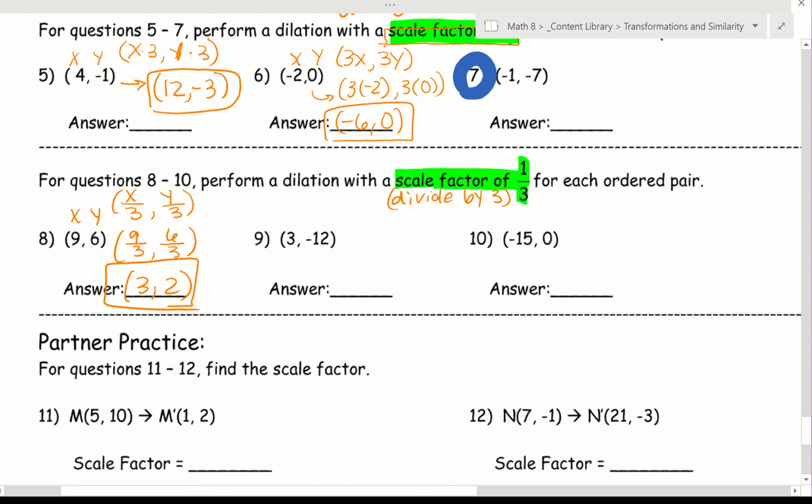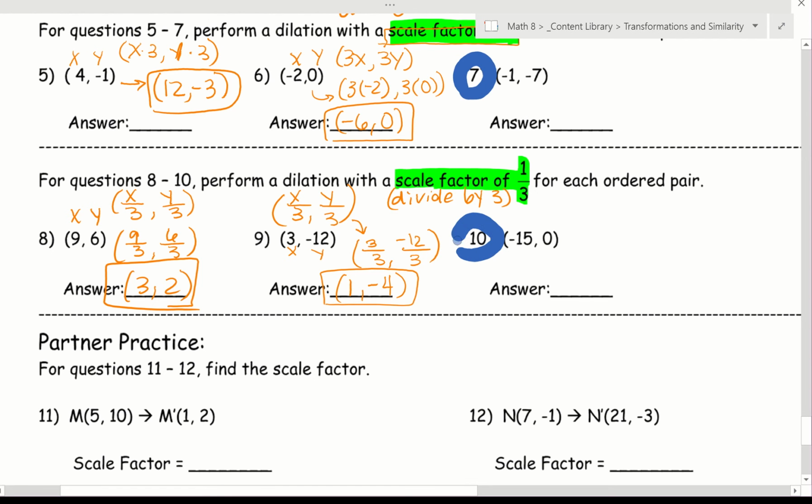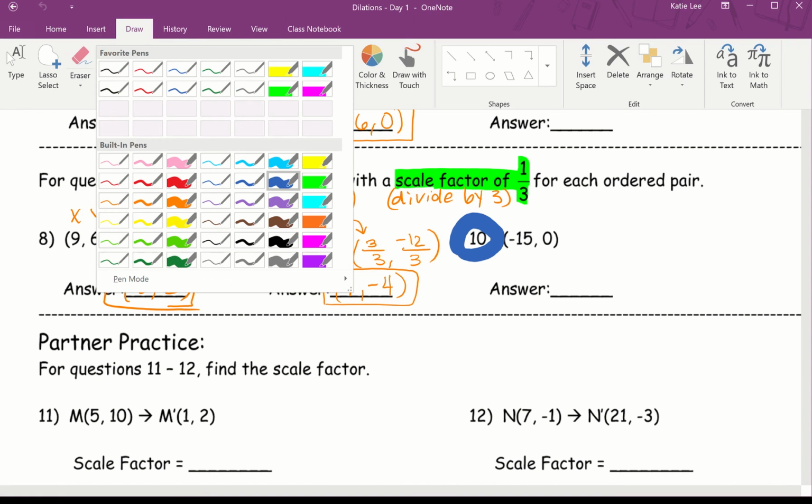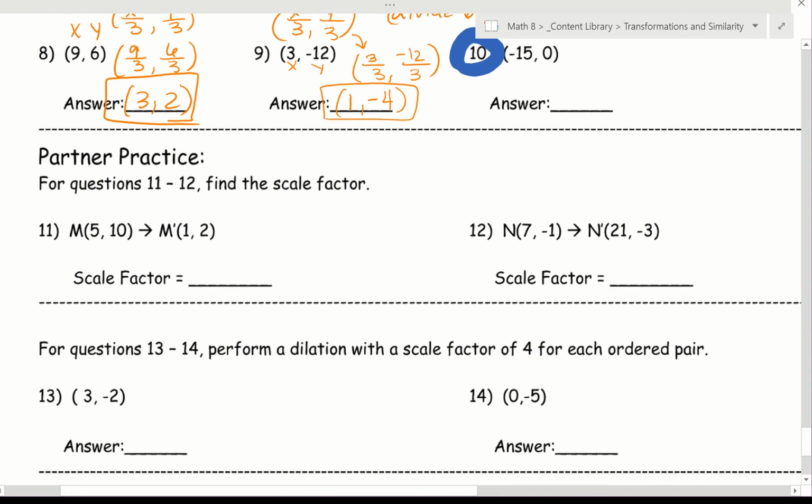Try it again. 3 and negative 12. Okay, you have x over 3, y over 3. This is my x, this is my y. This becomes 3 over 3. My y is negative 12. Divide that by 3. Put that in the calculator. 3 over 3 is 1. Negative 12 over 3 is negative 4. Put in the calculator. Don't put in the calculator. I don't care. Get the right answer. I know you guys know how to do 12 divided by 3 at this point. I just want you to worry about dilations now. Alright, and please do number 10 also.